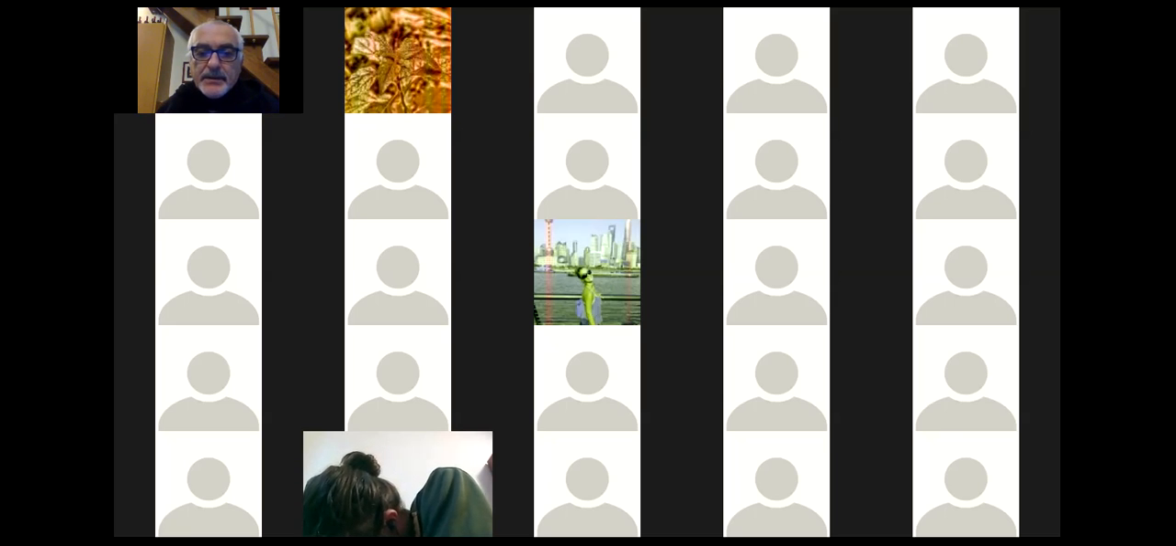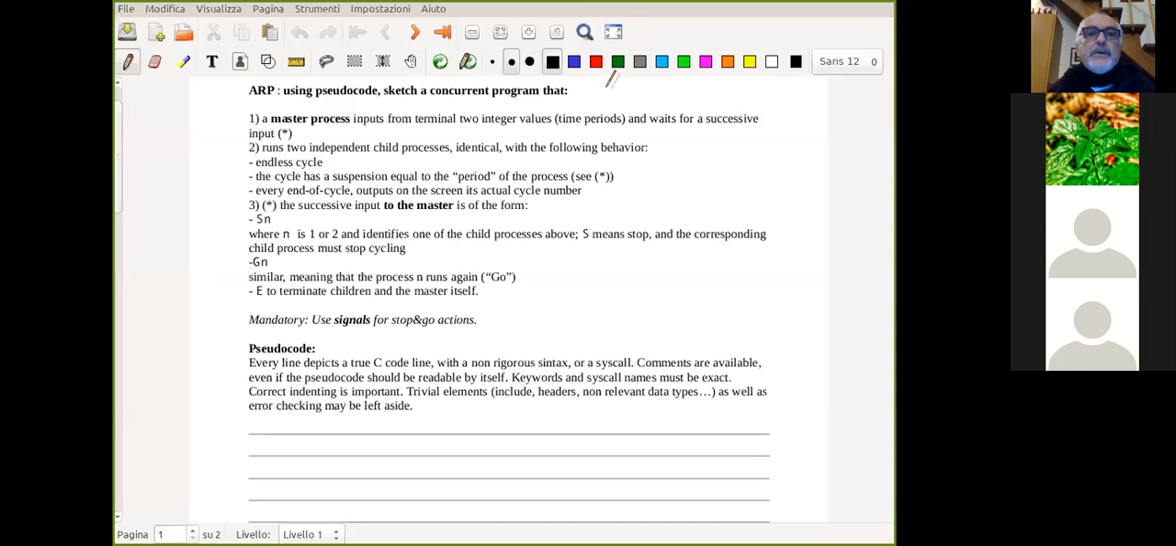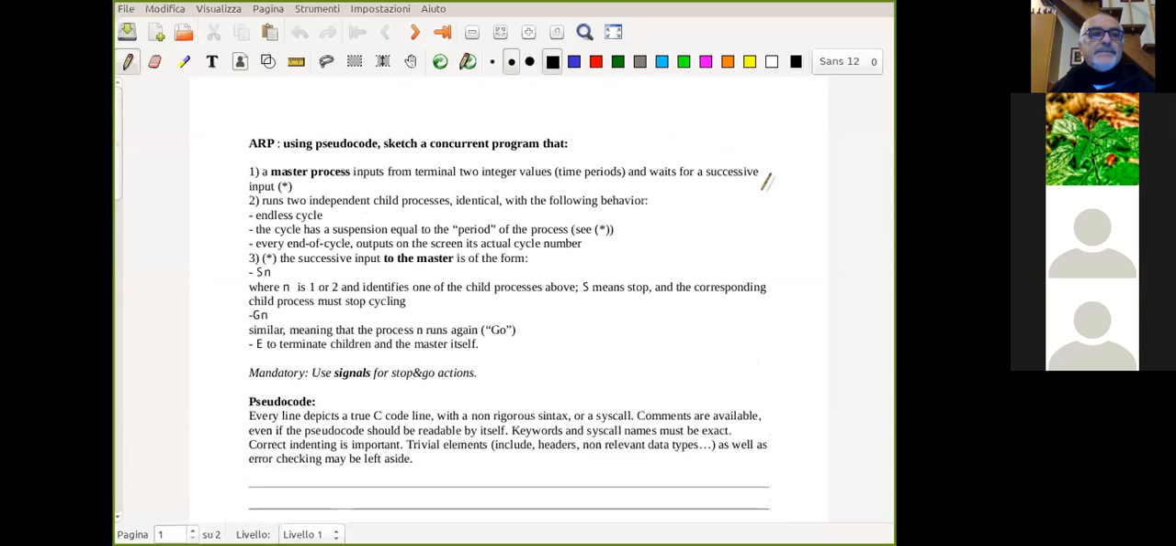Let me share the screen. This one, okay. Pseudocode. Can you read this? Yes, we can see. You can read. It is in our web in Microsoft Word format. The reason is so you can write on it.